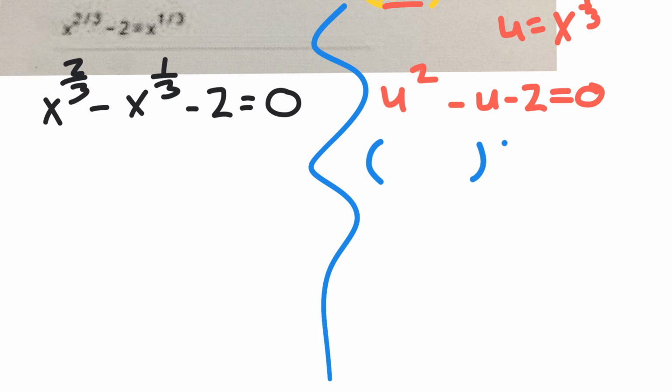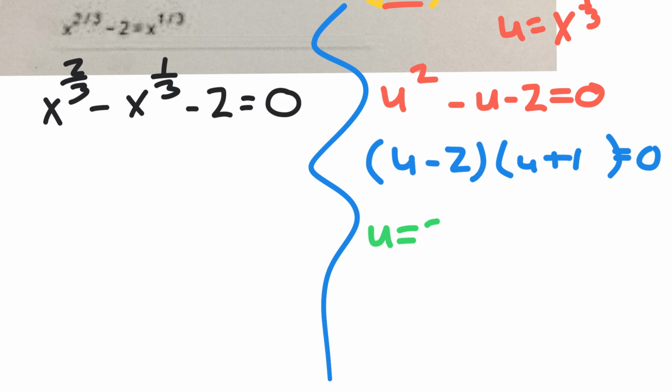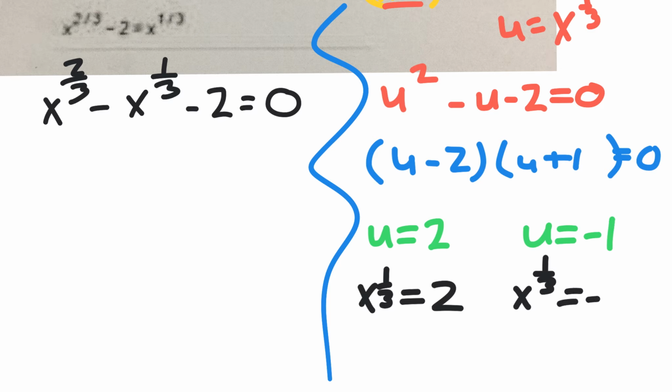Multiplies to be -2, added or subtracted is -1. That's going to be u minus 2 times u plus 1 equals 0. So that says u is equal to positive 2 or u is equal to -1. Now, do I care what u is equal to? No, I'm looking for x. So I have to substitute back in. So this is x to the 1/3 is equal to 2, and x to the 1/3 equals -1.